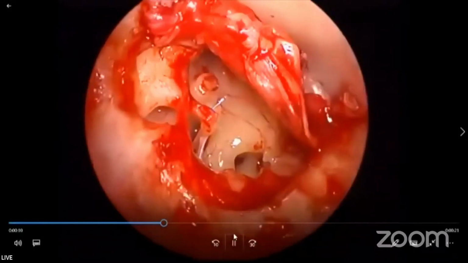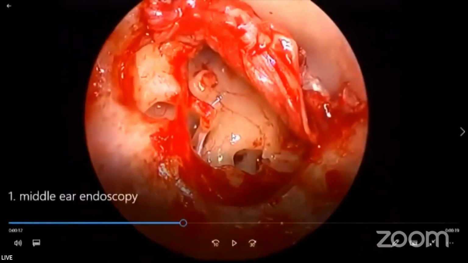So again, the anatomy is seen very beautifully over here. Round window from 1-3 incus. So now the whole of the long process of the incus, the body of the incus, and the short process of the incus is seen. This is the cochleariform process and the tensor tendon, which is eroded by the disease.